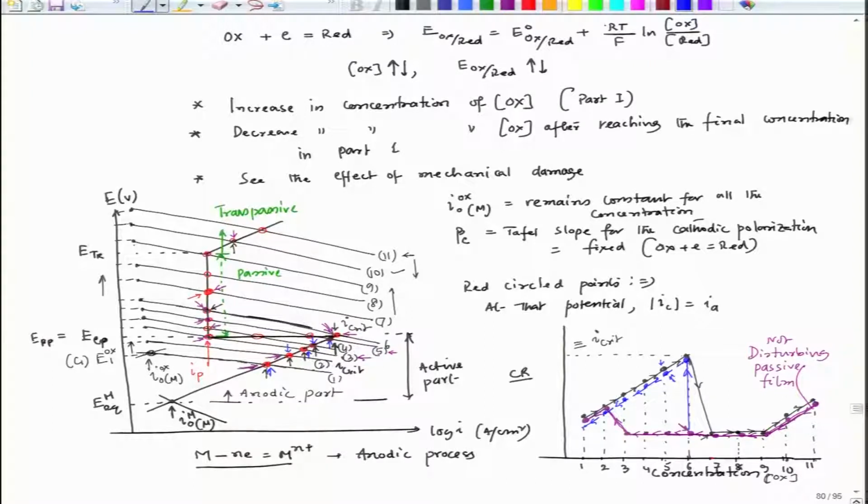Now, instead of at 6, if I scratch it after reaching C5, then the movement would be this way. It will follow this and this and this. After reaching C4, if we scratch it again, until C4 there will be nothing, just maintenance of passivity, but at C4 concentration I am scratching it, and the movement would be this way. So the corrosion rate will move to this location. This is the effect of scratching. The blue color is basically the scratching effect.